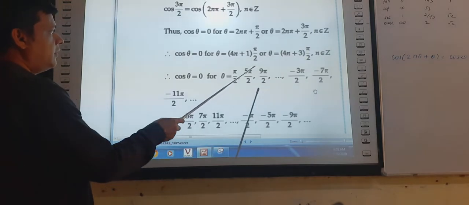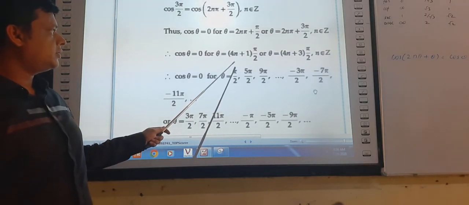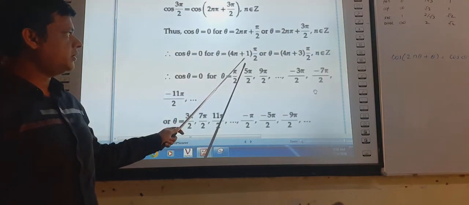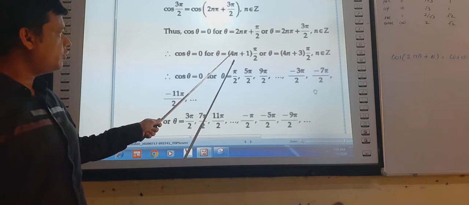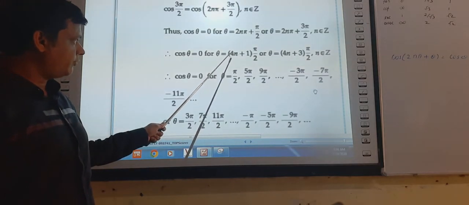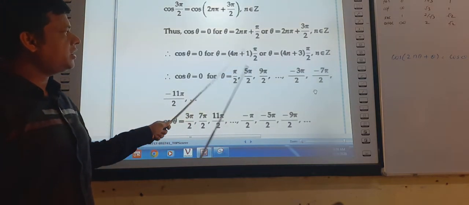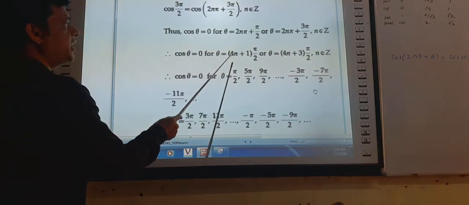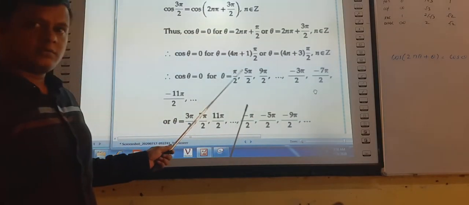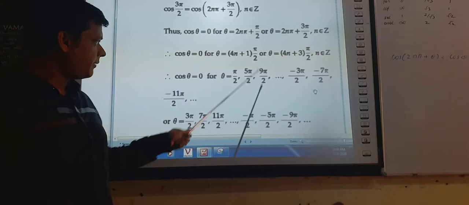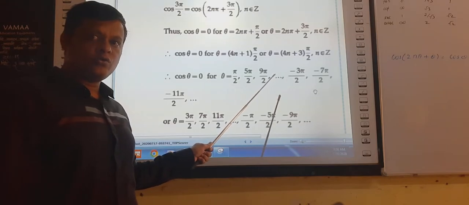Now for the first condition, when we substitute n equals 0, 0 plus 1 is 1, 1 into pi by 2, so we get pi by 2. When n equals 1, 4 into 1 is 4, 4 plus 1 is 5, so we get 5 pi by 2. When n equals 2, 2 into 4 is 8, 8 plus 1 is 9, that is 9 pi by 2. That is, the values are pi by 2, 5 pi by 2, 9 pi by 2, then the next value is 13 pi by 2, for n equals 1, 2, 3, 4 and so on.